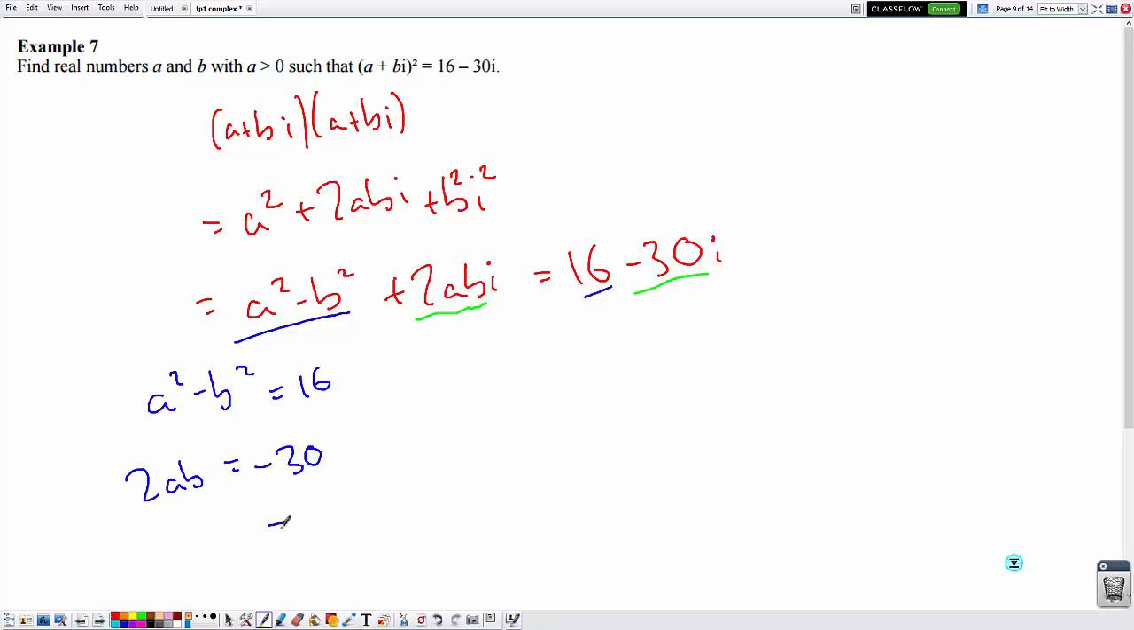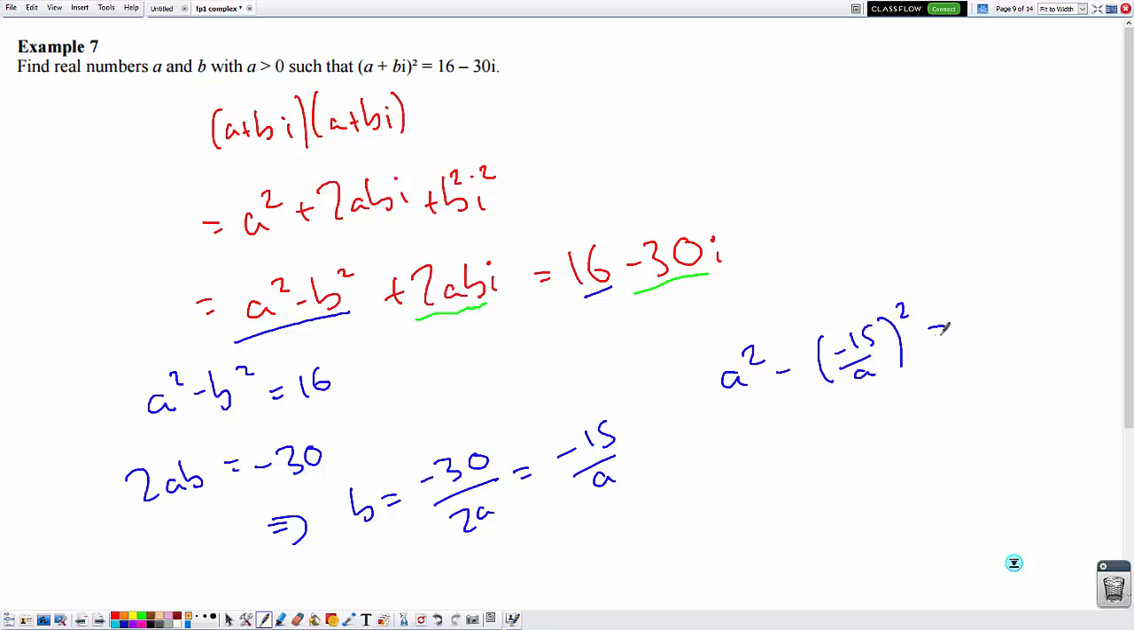So this equation rearranges to give me b is equal to minus 30 over 2a. And let's just simplify that a little bit. So that's minus 15 over a. Let's sub that into this equation. So what do we have? We've got a squared minus b squared, but b is minus 15 over a. So we've got a squared minus (15 over a) squared equals 16.